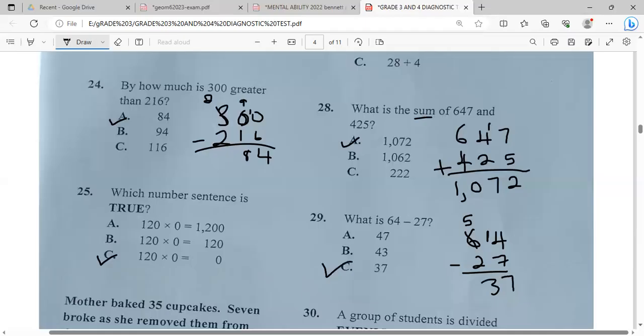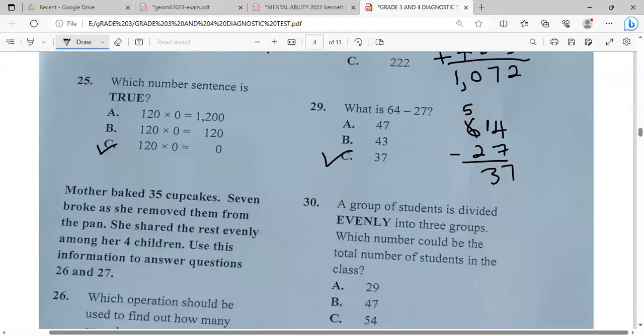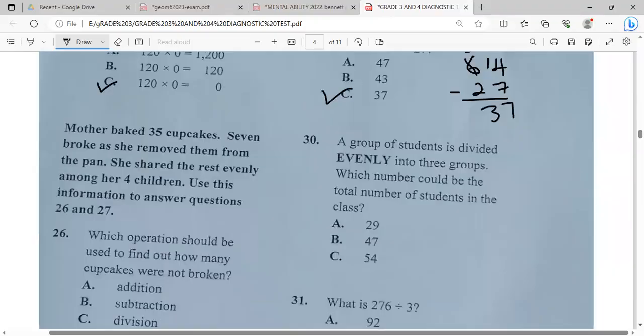Number 30, a group of students is divided evenly into 3 groups. Which number could be the total number of students in the class? So, we have to find a number that is divisible by 3, meaning 3 can go into that particular number without leaving a remainder, all right? 3 cannot go into 29. 29 is a prime number. Also, 47, all right? So that can only be 54.